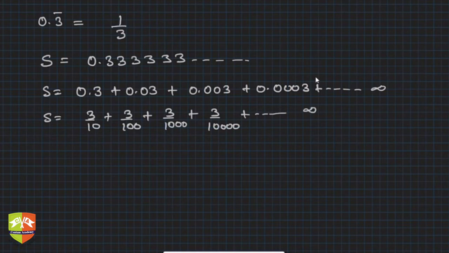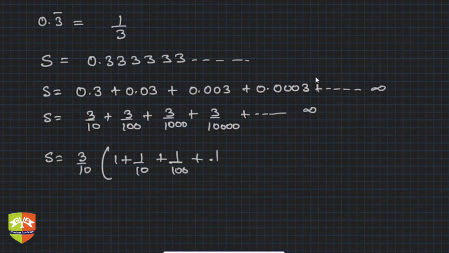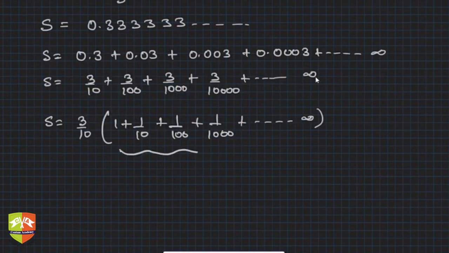Isn't it? So S, can I not take 3 by 10 common? And I'll get 1 plus 1 by 10 plus 1 by 100 plus 1 by 1000 plus so on and so forth till infinity. Now, is this finite or infinite series? This is an infinite series.